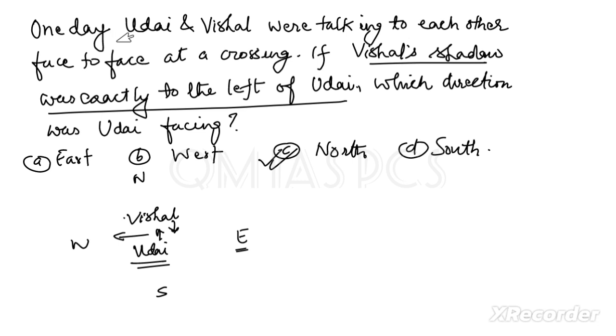If they are talking about the evening time, then you have to say the sun is at this position, okay, shadow will be in this direction, and at that time Uday will be facing towards south, okay. So you have to consider that one thing. Clear? Fine. So let's try another question.